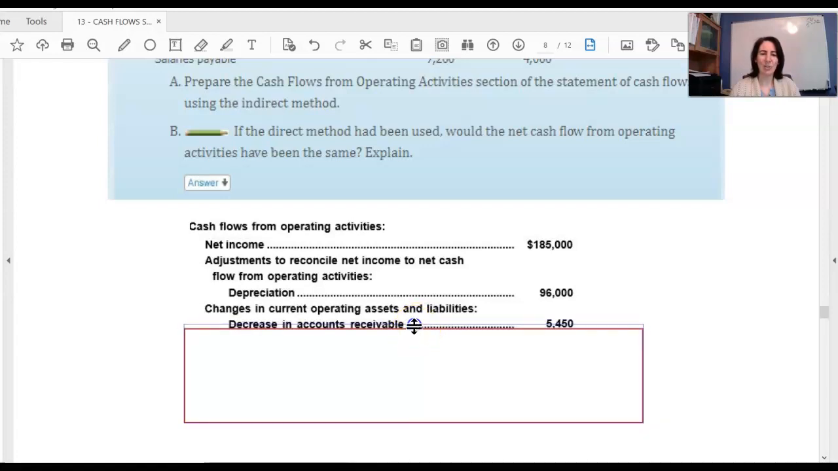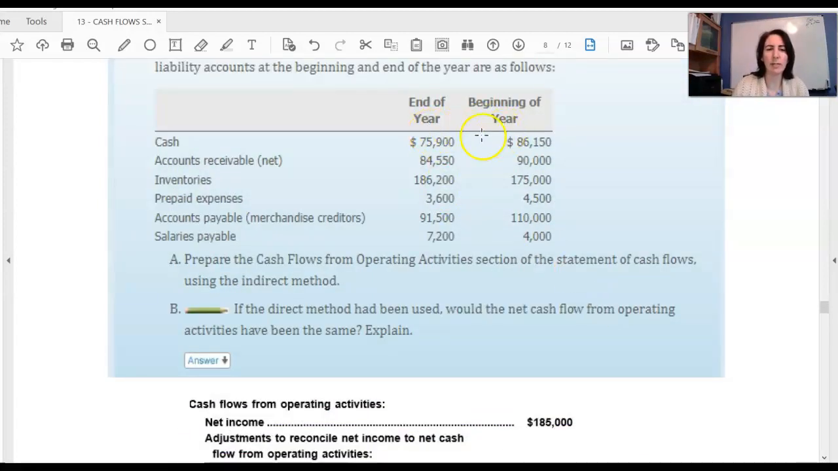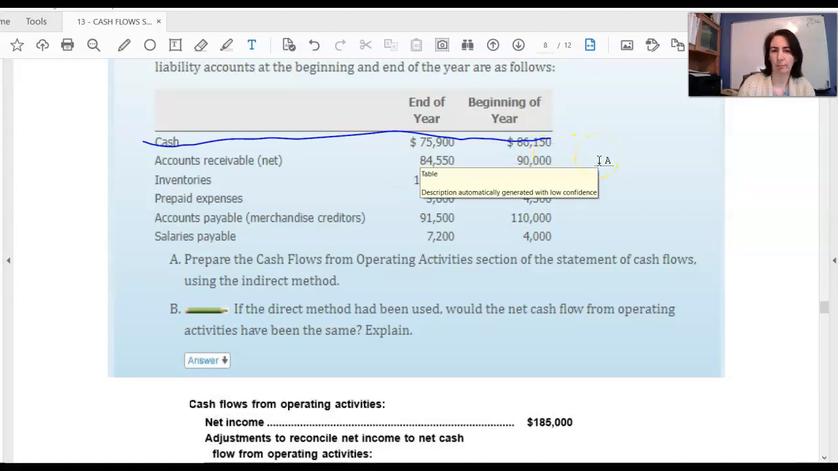Our next section is changes in current operating assets and liabilities. Now is when we start talking about this. We've got cash, AR, inventory, prepaids, accounts payable, salaries payable. One thing: we're not looking at cash at all, because everything we're doing is a reconciliation of that cash number. We are looking at all the rest of these, and we're looking at the change from one year to the next. For example, from the beginning of the year to the end of the year, let me see if I can type on it.